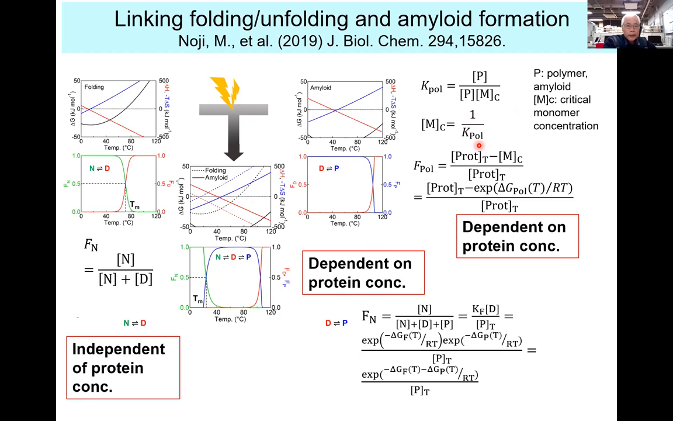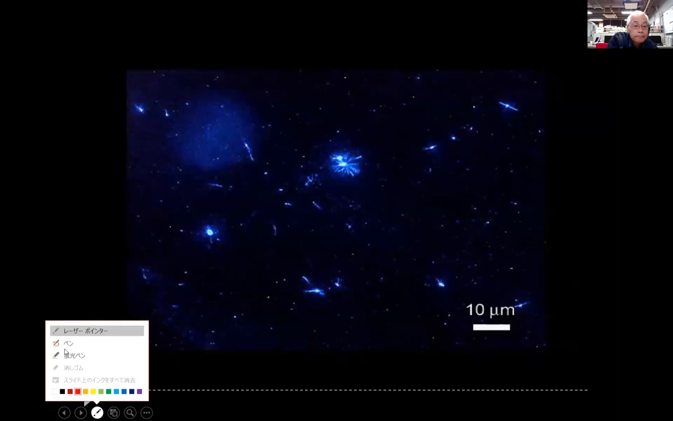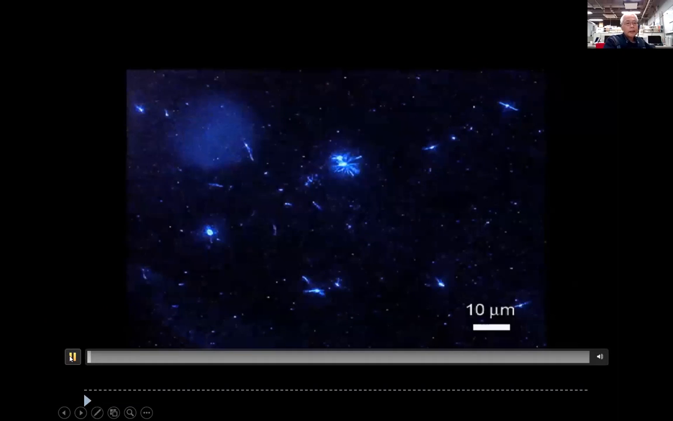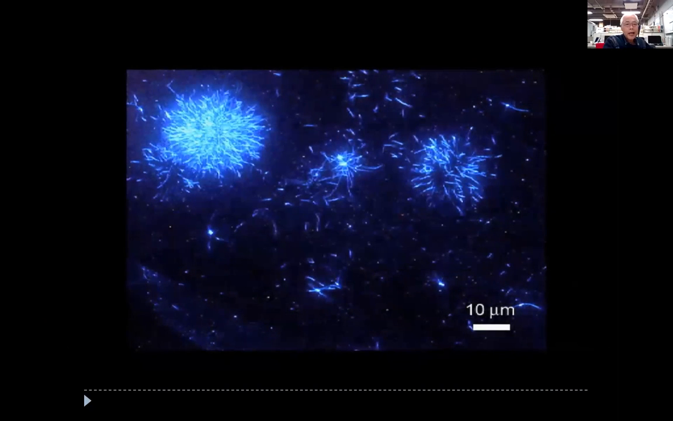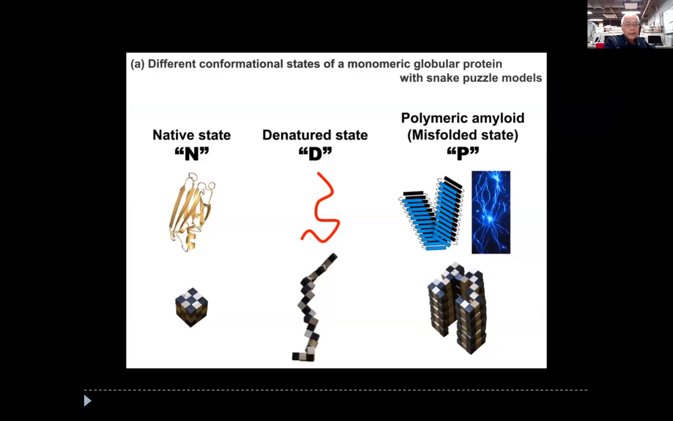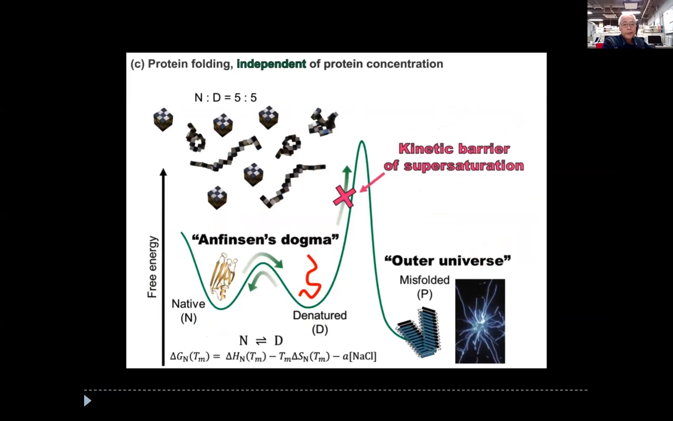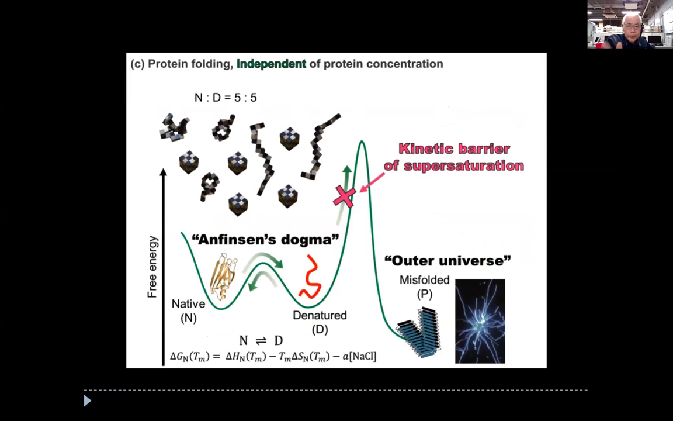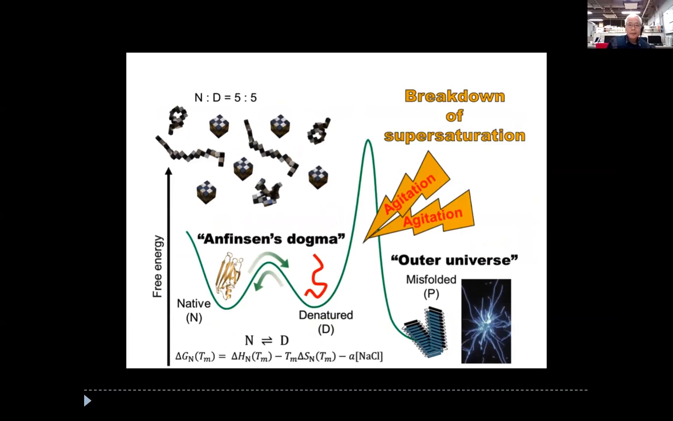And the remaining monomers may equilibrate with the native state, and the native state solubility is definitely higher than that of the denatured state. Here I show the image with this cartoon: supersaturation, the final frontier in protein science. What you are seeing is an amyloid burst of the amyloid A beta. The native state is a cube, the denatured state is extended, and the amyloids are accumulated, and the relationship of the two states is something like that.